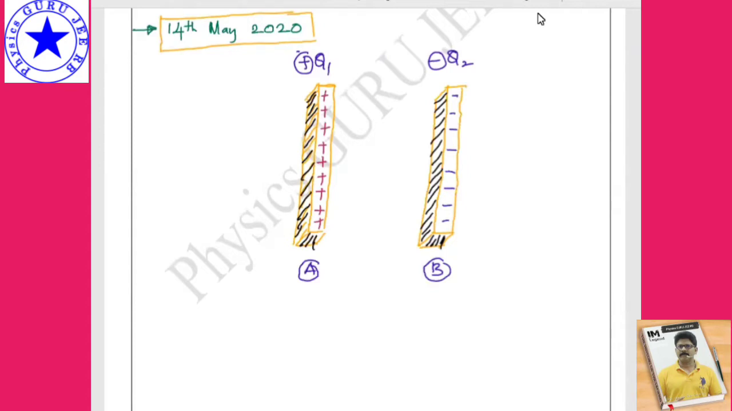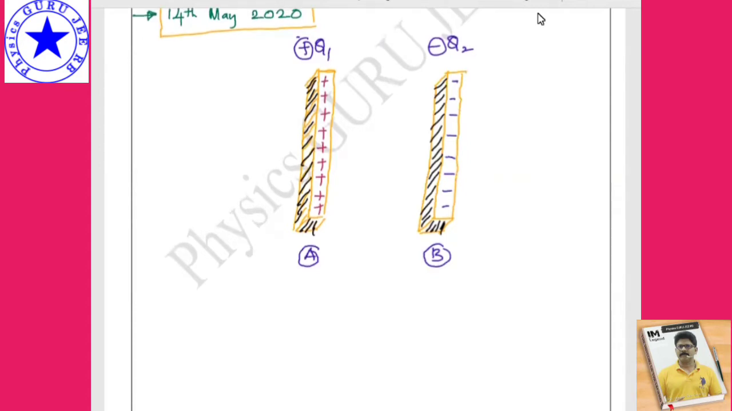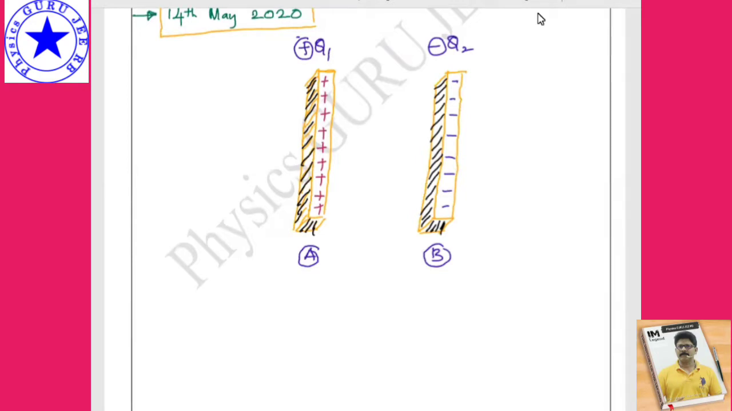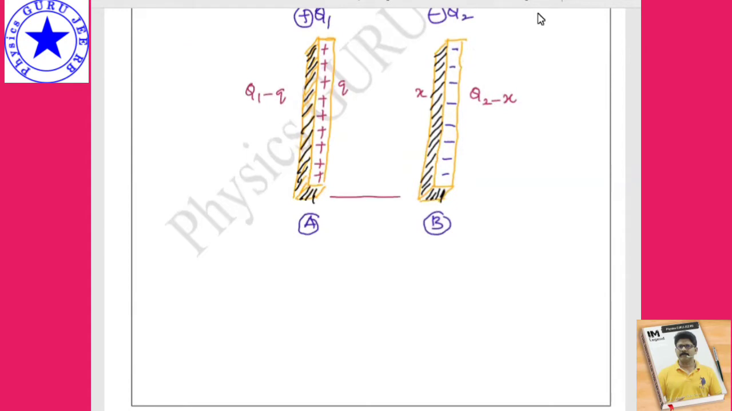I'm taking two plates here, plates A and B. The charge on the first plate is Q1 and the charge on the second plate is Q2. One plate is positive, one plate is negative. Let me consider the charge on the inside of the plate as small q, and the outside of the plate as Q1 minus q. Next for Q2, let me take the inner charge as X, and the remaining charge on the outer surface is Q2 minus X. Hope it is clear. They are separated by a certain distance D.